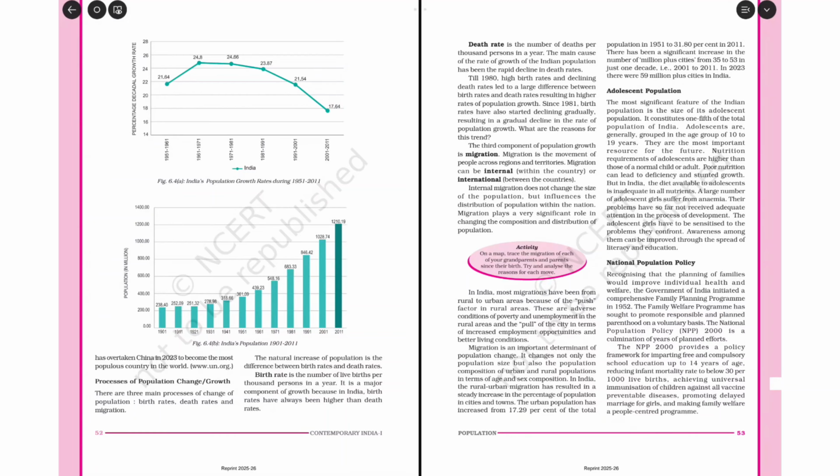Adolescent population. The most significant feature of the Indian population is the size of its adolescent population. It constitutes 1/5 of the total population of India. Adolescents are generally grouped in the age group of 10 to 19 years. They are the most important resource for the future.